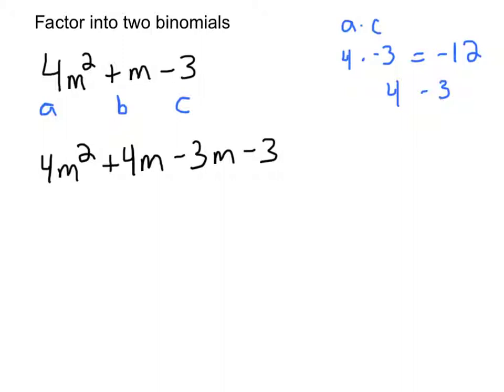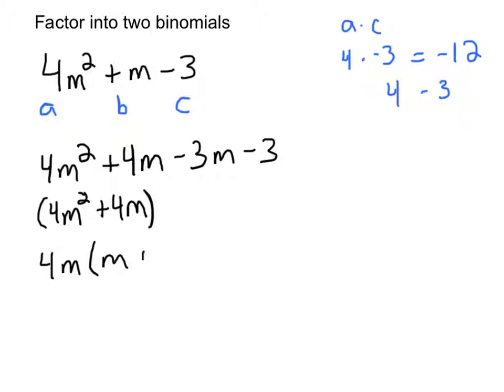Okay, so now I'm going to look at this first section right here and put those in parentheses. So I've got 4m squared plus 4m. Okay, now the common factor that those two share together is 4m. So I'm going to factor that out of the first part, 4m. If I were to take a 4m out of 4m squared, that leaves me with just an m. And then if I were to take a 4m out of 4m, that would leave me with a positive 1, m plus 1.